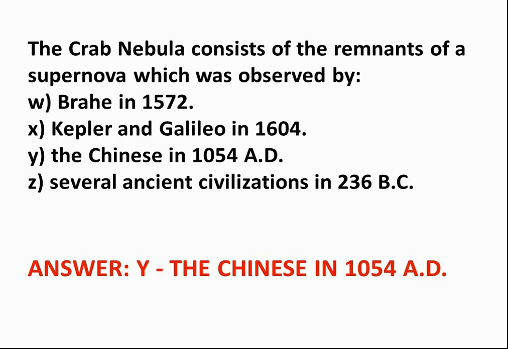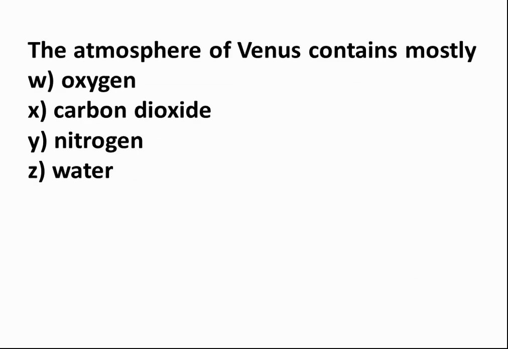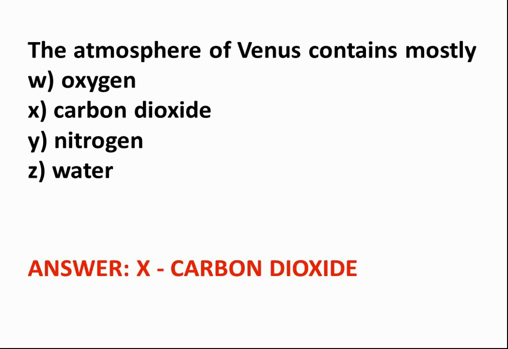The atmosphere of Venus contains mostly W. Oxygen. X. Carbon dioxide. Y. Nitrogen. Z. Water. Answer: X. Carbon dioxide.